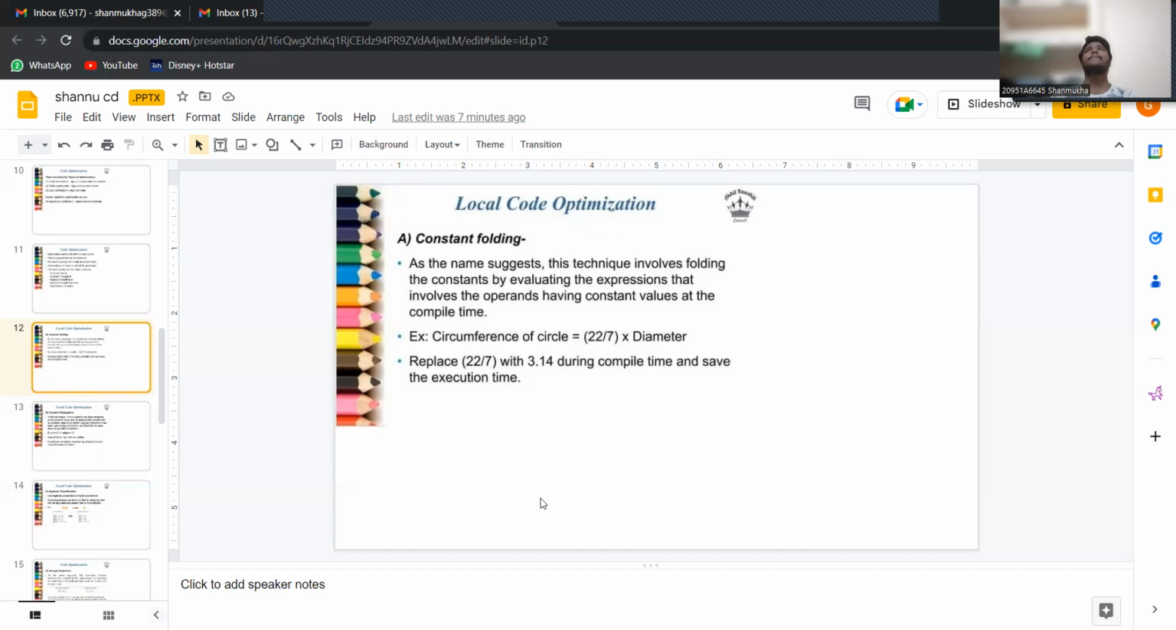Thus code optimization improves space complexity, time complexity and the efficiency of the workability. And this is the end of the discussion, guys. Thank you.